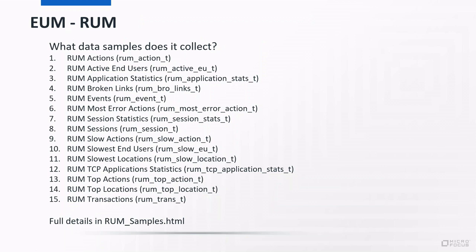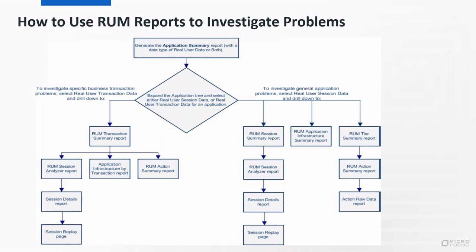And what kind of samples will the RUM probe collect once you have configured it? At least 15 samples are collected by the RUM probe, and you have 15 reports to look at on the APM side, the RUM reports in the application. So now the question comes: I have 15 reports, so for what purpose will I use them?